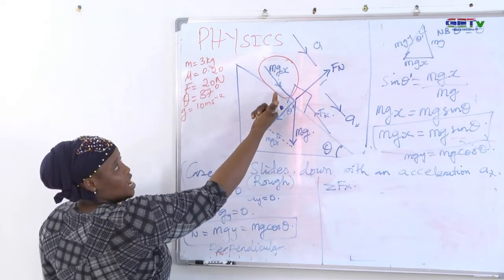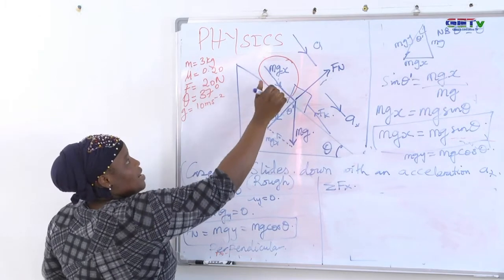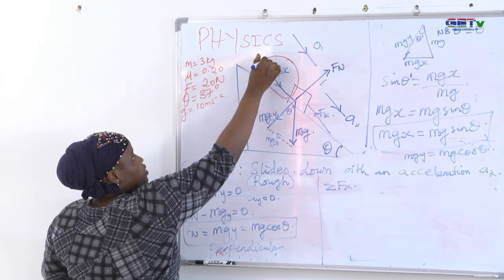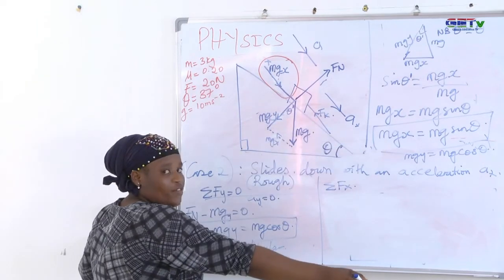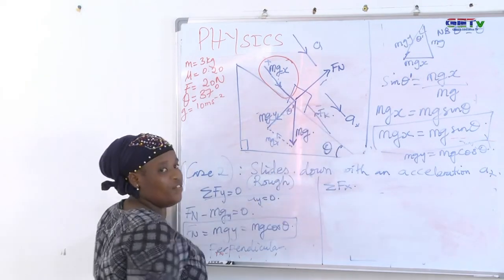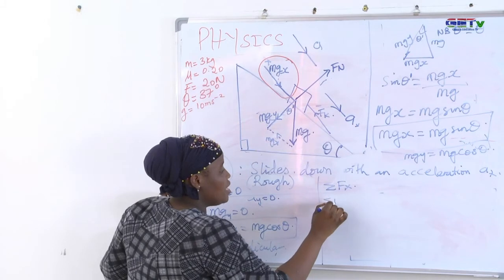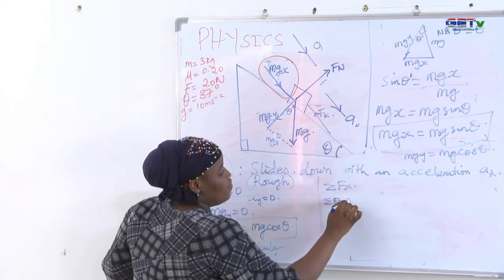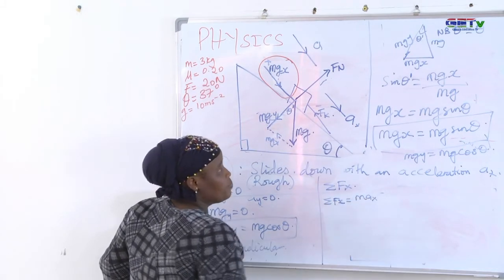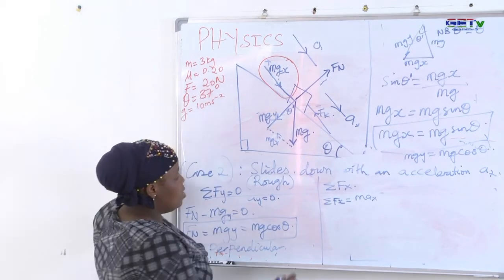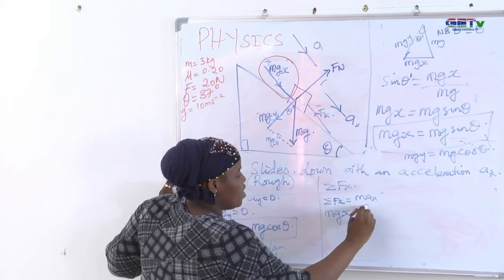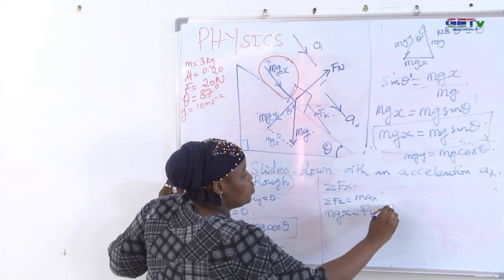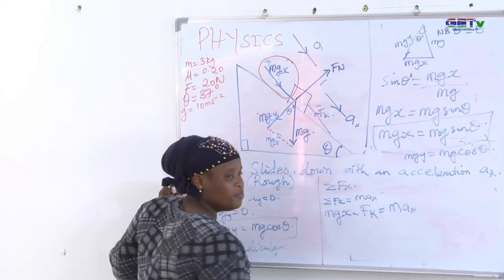You just have to watch the arrowhead. The arrow points to the right, and that means the force is positive. And look at the other force. The frictional force is against the motion of the block, and that has to be a negative force. So we know the sum of forces on the x-axis is equivalent to ma_x. What are the forces on the x-axis? We saw mg_x minus F_k is equivalent to ma_x.